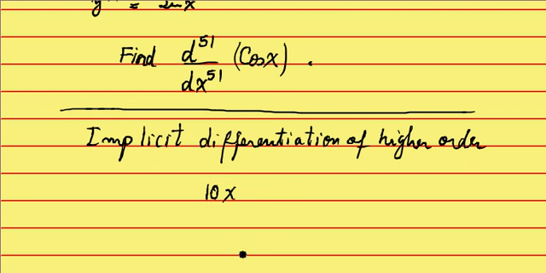Okay, sorry for the interruption. We are going to look at implicit differentiation of higher order, and let's take an example here. I take, say, x to power of 5 plus y to power of 5 is equal to, say, 1, and the question is find y double prime by implicit differentiation.